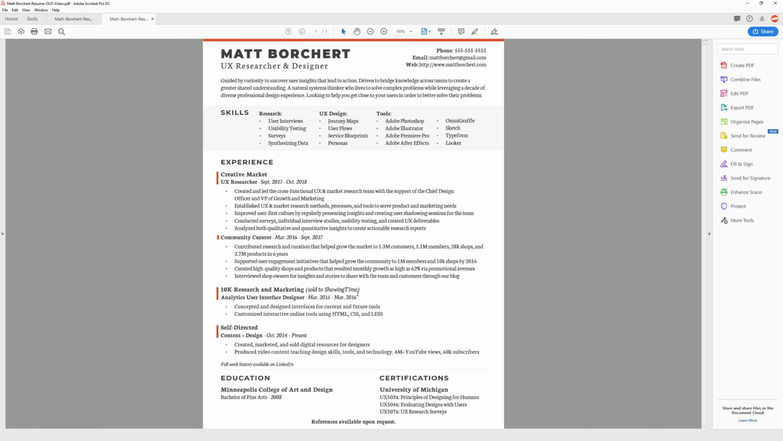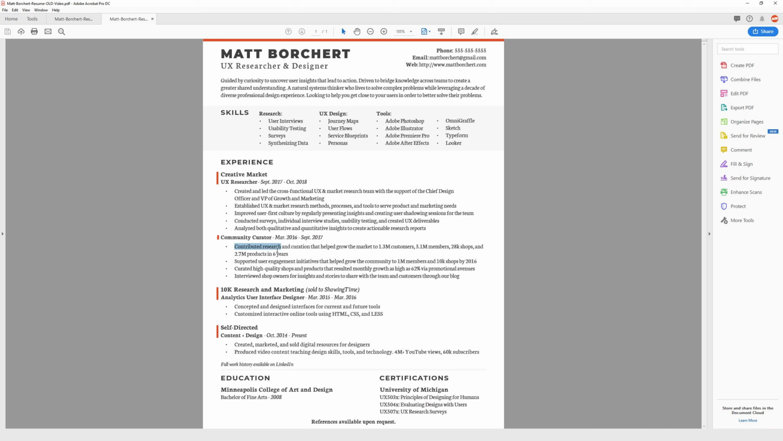So for example, one that I think I did really poorly was this job for a user interface designer. So I wrote concepted and designed interfaces for current and future tools and customize interactive online tools using HTML, CSS, and LESS. So reading this now, I look at that and I think, that's cool, but why should I care? What did that do to actually help that business? How did that help the customers? How did that help the business improve profits or whatever the metrics might be? There's nothing to back up or validate the work and the quality of work I was doing here because it's just a statement about what I was up to. There's nothing about the action.